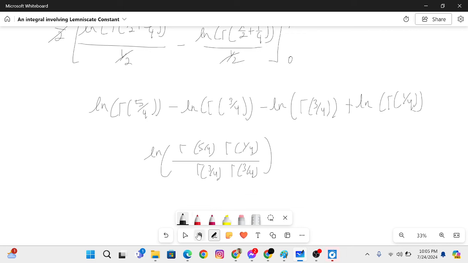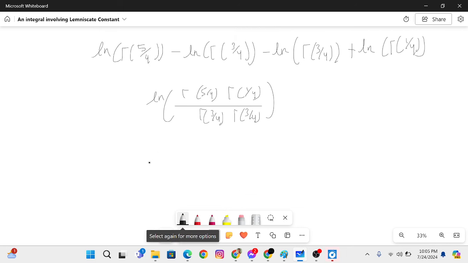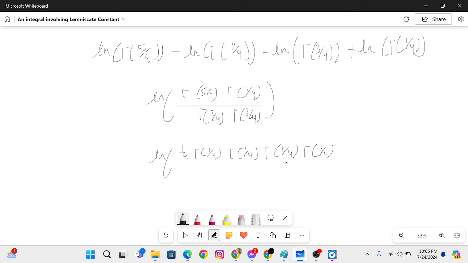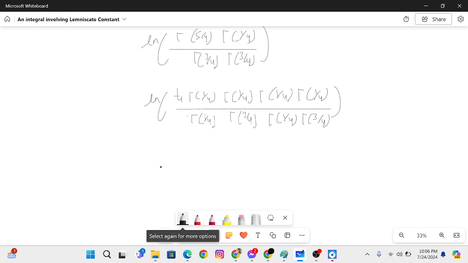Now if you want to use the reflection formula, what you can do is ln of, this is 1 by 4 times gamma 1 by 4. We also have gamma 1 by 4. We can introduce a few more gamma 1 by 4s and also do the same in the denominator. Yes? And there is gamma 1 by 4, gamma 3 by 4, and again gamma 1 by 4, gamma 3 by 4. Looks good? Yes.